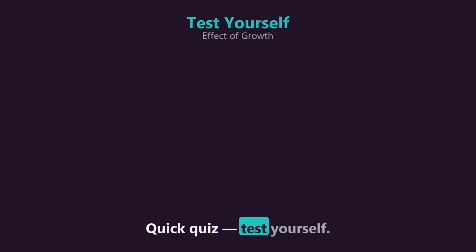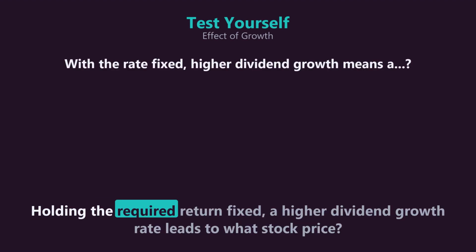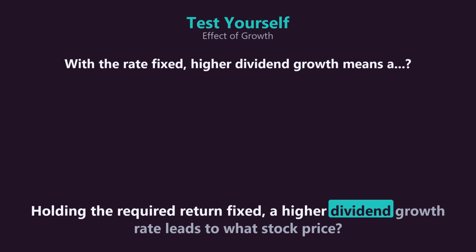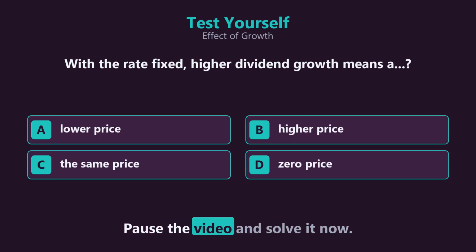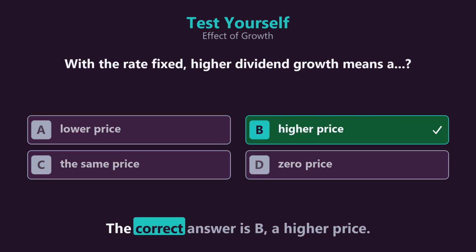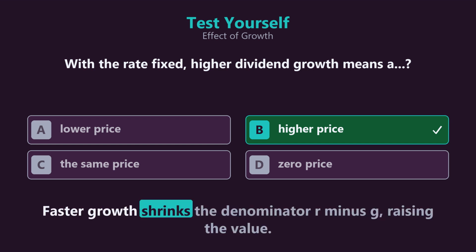Quick quiz, test yourself. Holding the required return fixed, a higher dividend growth rate leads to what stock price? Here are your 4 options. Pause the video and solve it now. The correct answer is B, a higher price. Faster growth shrinks the denominator R minus G, raising the value.